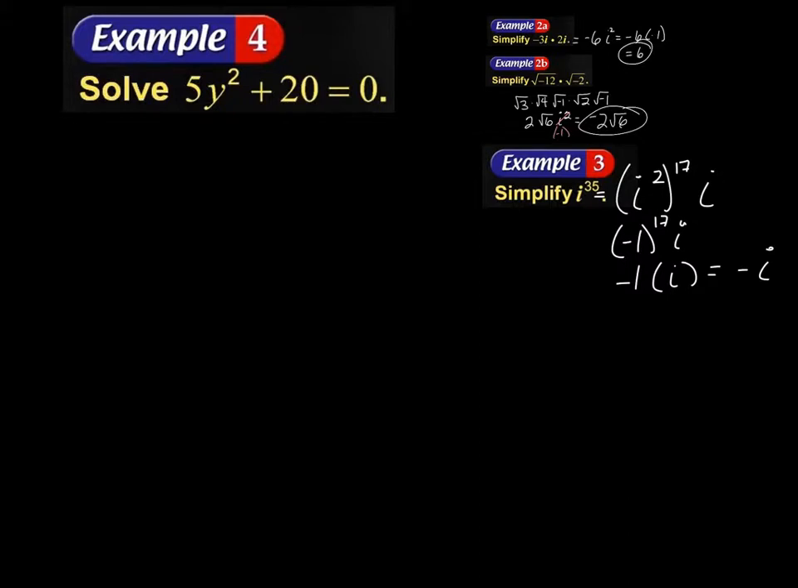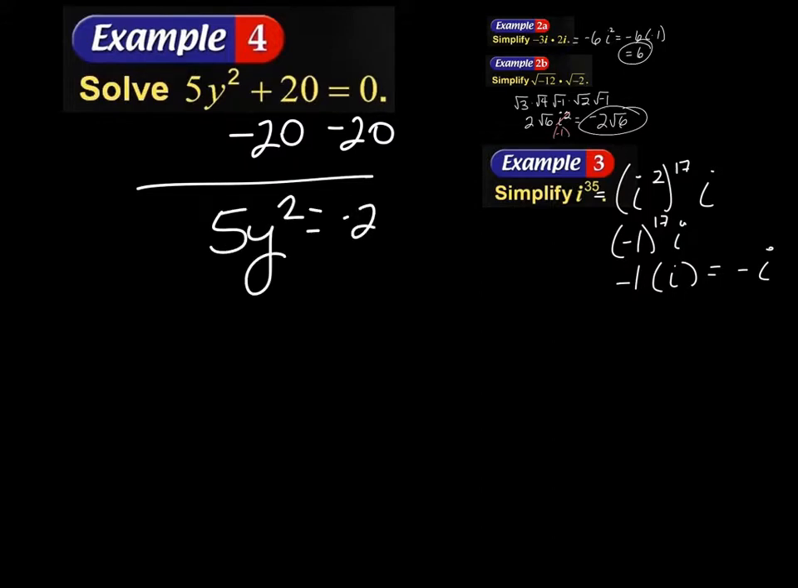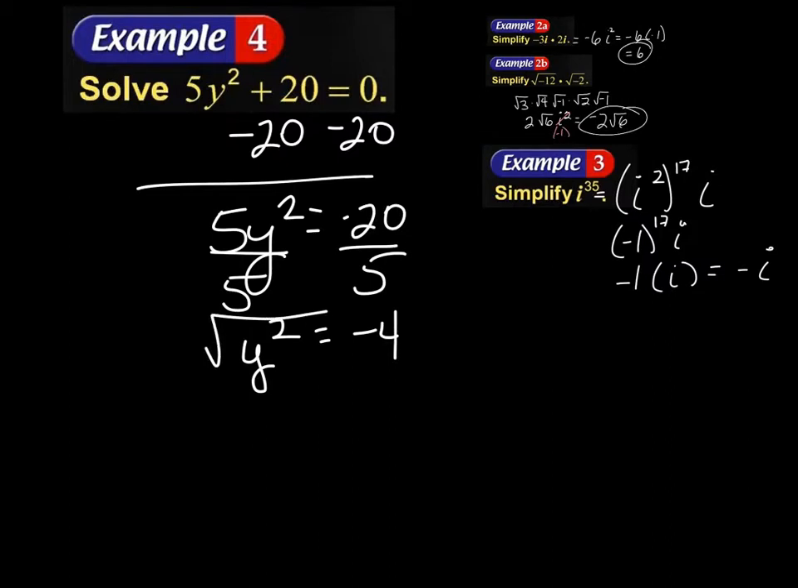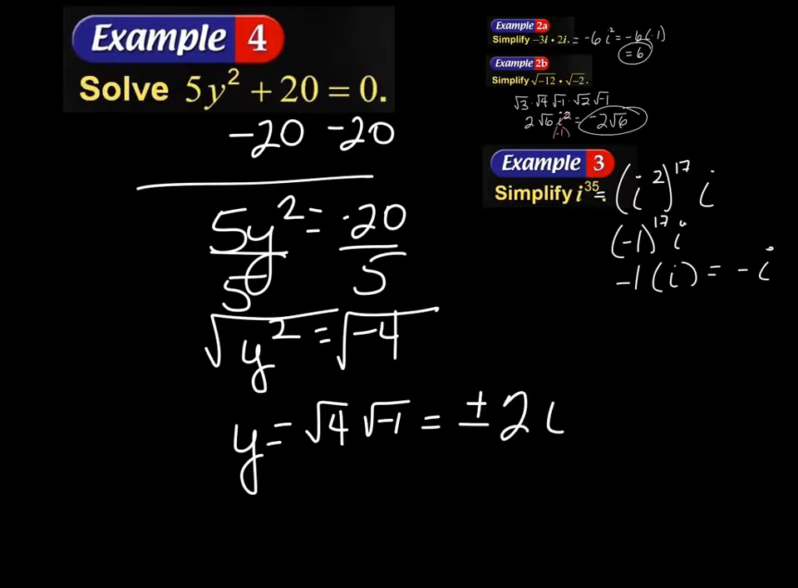We like simple directions, it just says solve. So the first thing we need to do is subtract 20 from both sides. So I have 5y squared equals negative 20. And then I need to divide both sides by 5. So y squared equals negative 4. Now up until this lesson I would say I can't take the square root of a negative, I get no real solutions, which is true, because what I'm going to end up getting is square root of 4 times square root of negative 1, and when we take the square root, it could be positive or negative. Square root of 4 is 2, and square root of negative 1 is i.